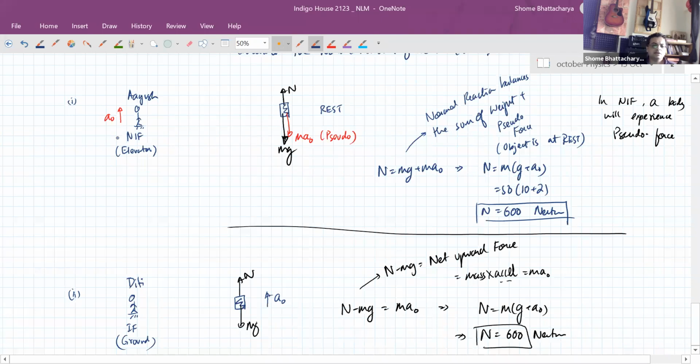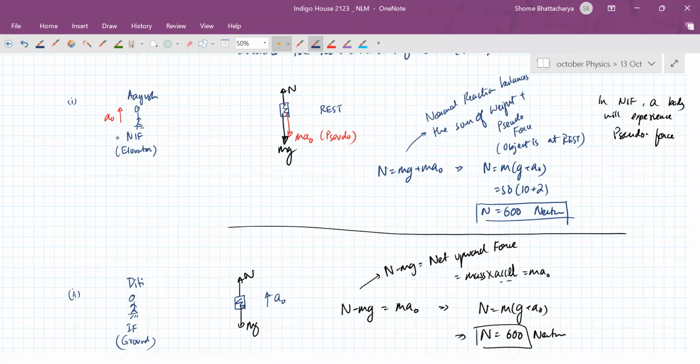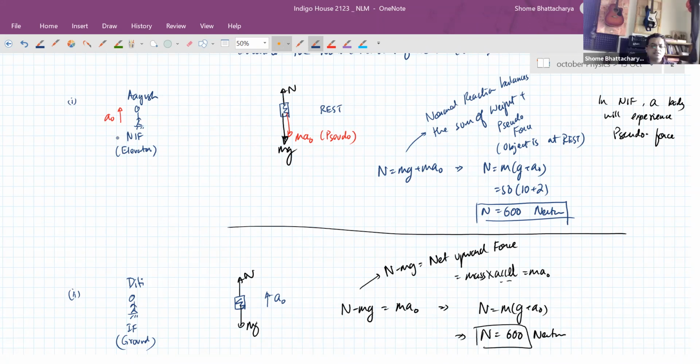Look, the body has no acceleration in the above FBD, in the non-inertial frame FBD. The body does not have any acceleration, the body is at rest, so the forces should balance. But along with normal reaction and weight, there is one more force, which is the pseudo force. Now, what is the direction of that pseudo force? That is opposite to the acceleration of the elevator, because that is the non-inertial frame.